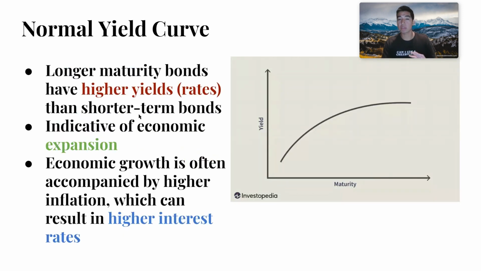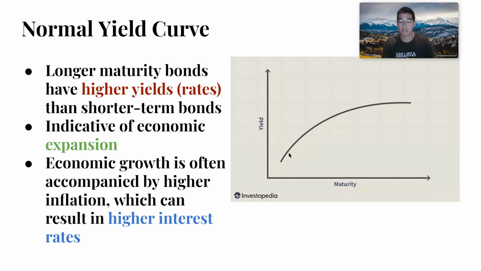Normal yield curve. This basically happens when longer maturity bonds have higher yields than the shorter term bonds. So when we look at this graph over here, it's what a normal yield curve looks like. As you go to the right, longer in maturity on the right side, it's going to have a higher yield. So if you pinpoint it on the yield line, it'll be up higher than any of these shorter term bonds over here.